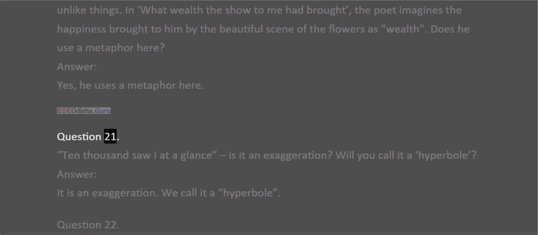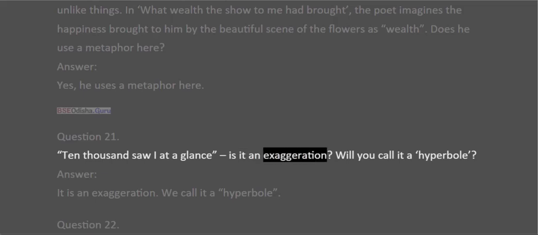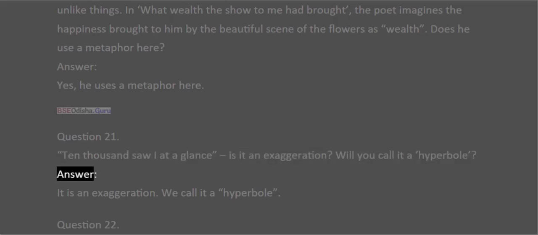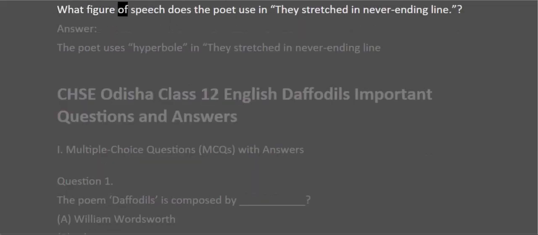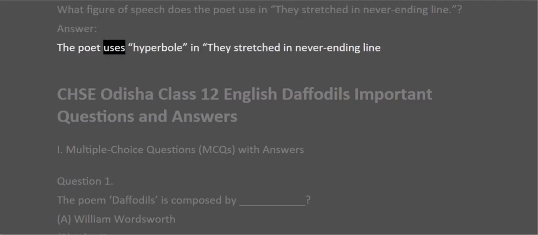Question 21. 10,000 saw I at a glance, is it an exaggeration? Will you call it a hyperbole? Answer. It is an exaggeration. We call it a hyperbole. Question 22. What figure of speech does the poet use in They Stretched in Never-Ending Line? Answer. The poet uses hyperbole in They Stretched in Never-Ending Line.